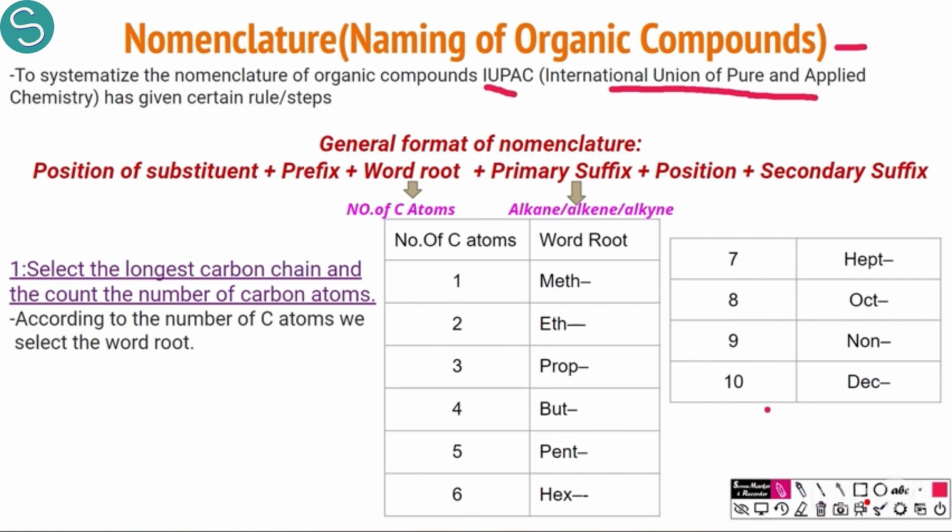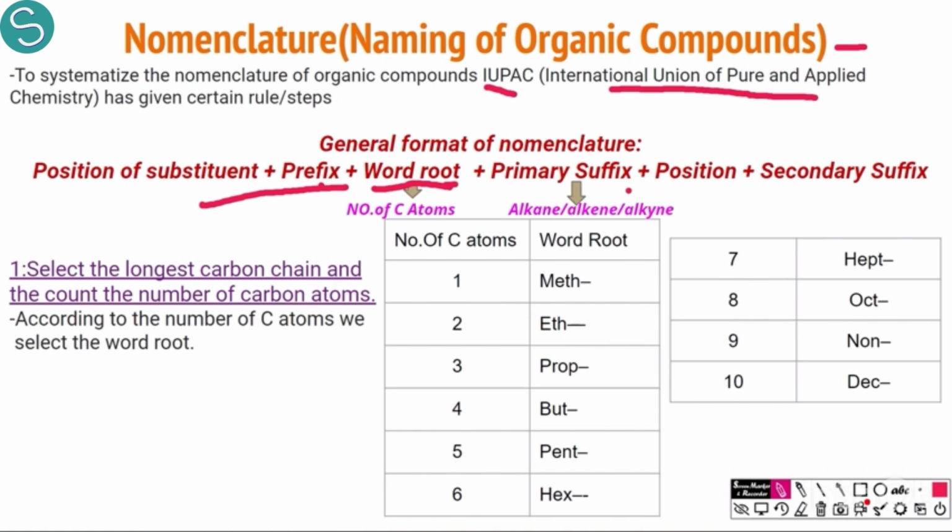So the general format for nomenclature of any organic compound stays the same, and we just have to follow this format and then we'll be able to name the compounds. So the main important thing is the word root. We choose the word root depending upon the number of carbons in the main chain. How many carbons are there? Based on that we select a word root for every compound. To that word root we add certain prefixes and we add certain suffixes.